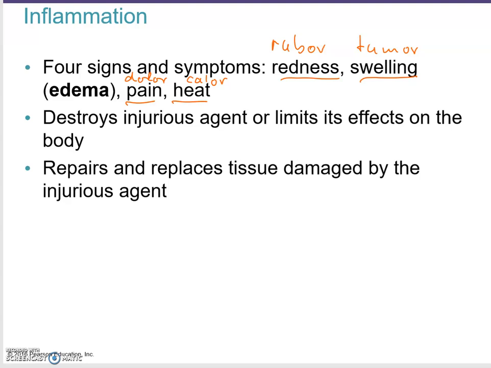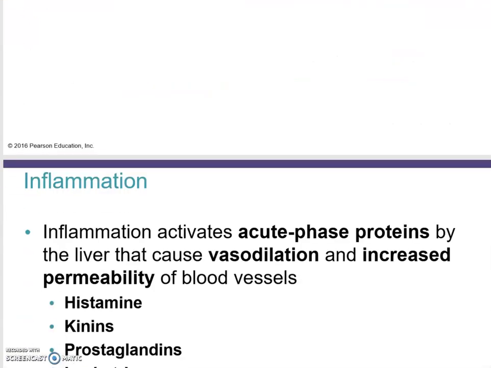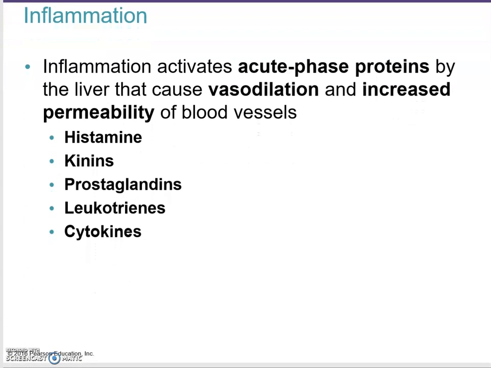Now, there's a reason why your body responds this way. Basically, the main purpose is to limit the pathogen that's invading or trying to invade you to a local area. So you want to try to destroy the agent and limit its effect on the body, and specifically you want to limit the migration or further invasion into your body. And then also inflammation contributes to repair of tissue and replacement of tissue that was damaged by the pathogen. So let's see how inflammation works.